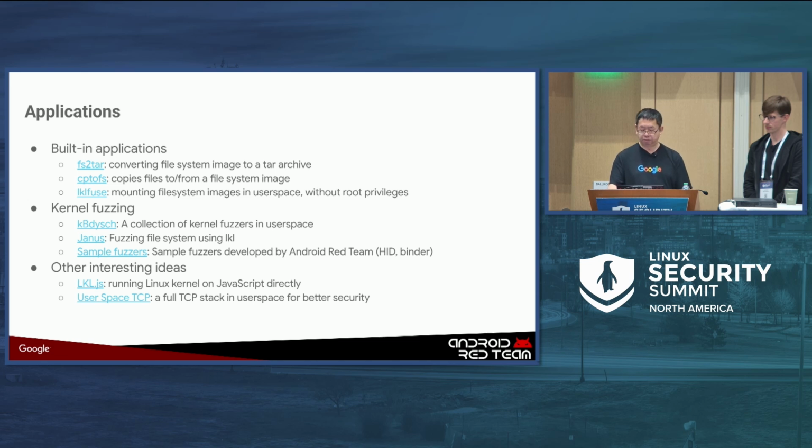There are other projects like Janus fuzzing the file system, and we also added a couple of sample fuzzers into the LKL repos, like hid or binder. There are also some quite interesting ideas. Somebody was running the Linux kernel on JavaScript directly using LKL. I don't know how that works, but it looks fun. There's also a Userspace TCP stack using LKL to run everything in Userspace for better security. Unfortunately, I feel that these two projects are outdated. I haven't seen any updates, so I don't know if they're still actively maintained. There might be more. I didn't search a lot for that.